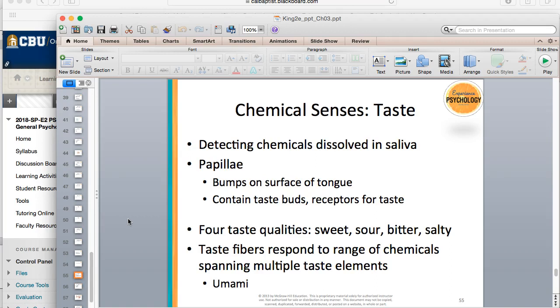So taste. I'll go into a little bit of detail about this. Detecting chemicals dissolved in saliva. The four taste qualities: sweet, sour, bitter, salty. In terms of genetics, in the biopsychosocial model of psychology, there are specific things that people are predisposed to, in terms of genetics and psychology. Some people may experience different tastes and touch.